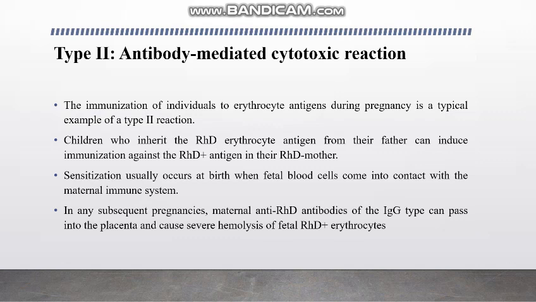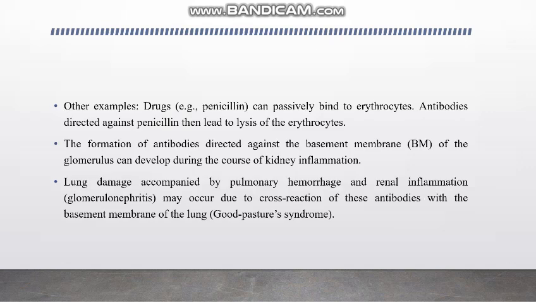Children who inherit the RhD erythrocyte antigen from their father can induce immunization against the RhD plus antigen in their RhD minus mother. Sensitization usually occurs at birth when fetal blood cells come into contact with the maternal immune system. In any subsequent pregnancies, maternal anti-RhD antibodies of the IgG type can pass through the placenta and cause severe hemolysis of fetal RhD plus erythrocytes. This is medically known as erythroblastosis fetalis.